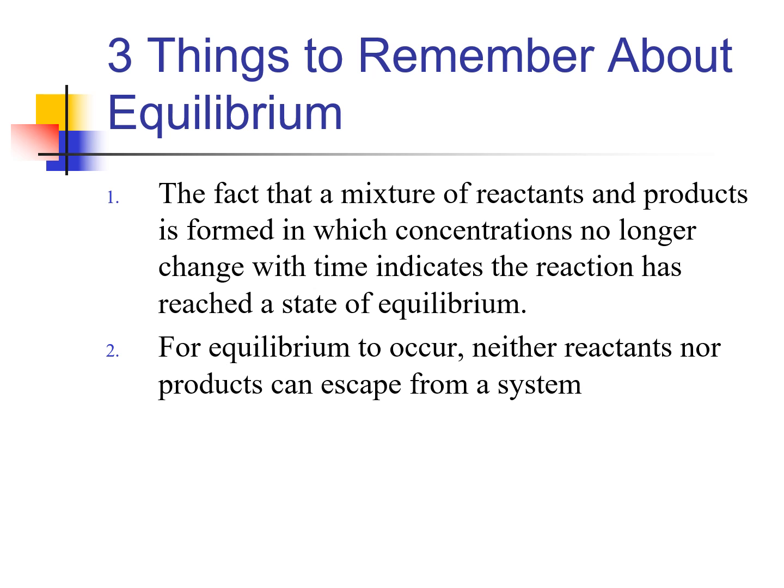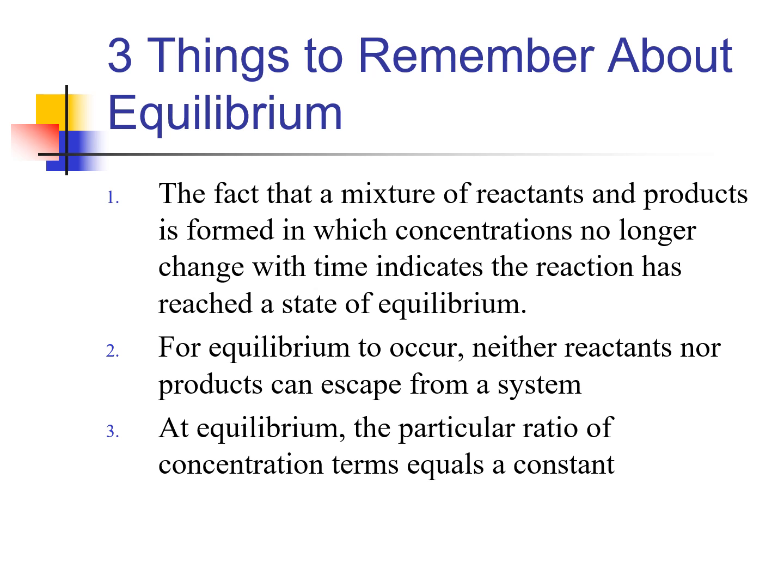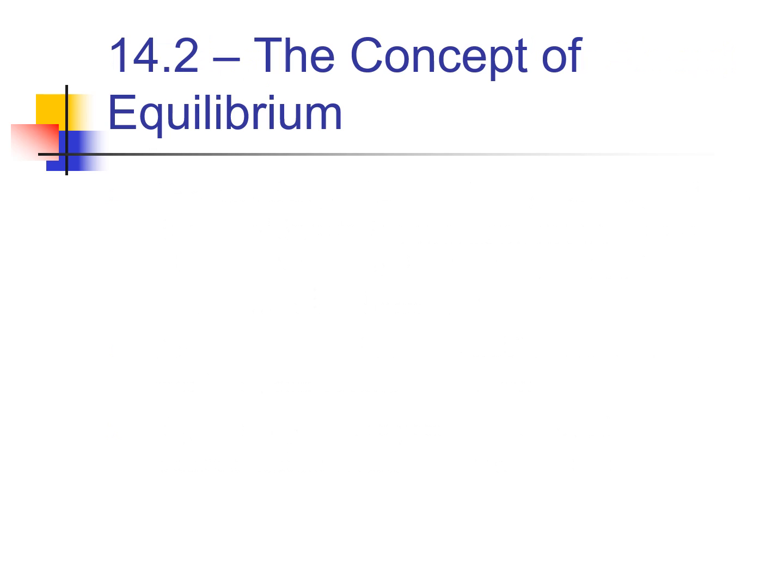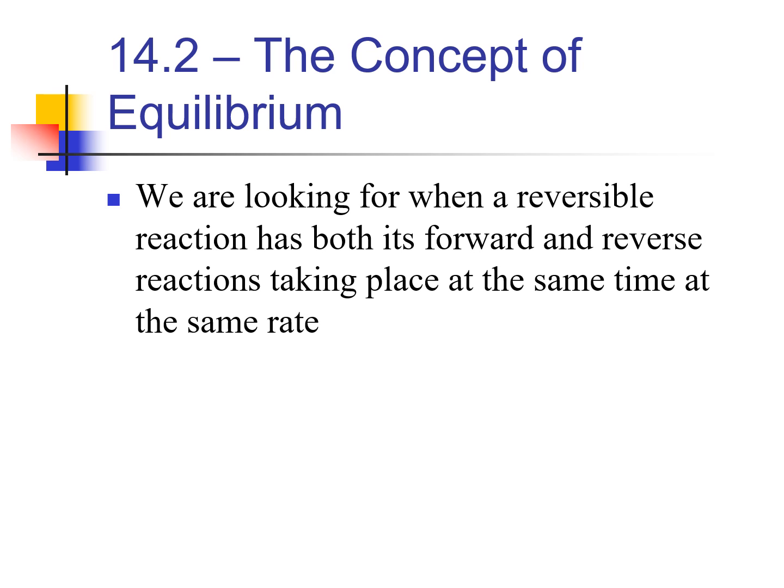It's just not giving a net change anymore. To have equilibrium occur, neither the reactants nor products can actually escape from the system as a whole. They need to be contained. And finally, at equilibrium, there is a particular ratio of the reactants to products concentrations that equals some constant, and that's going to be critical. So we're going to start with 14.2, just the delving into equilibrium.